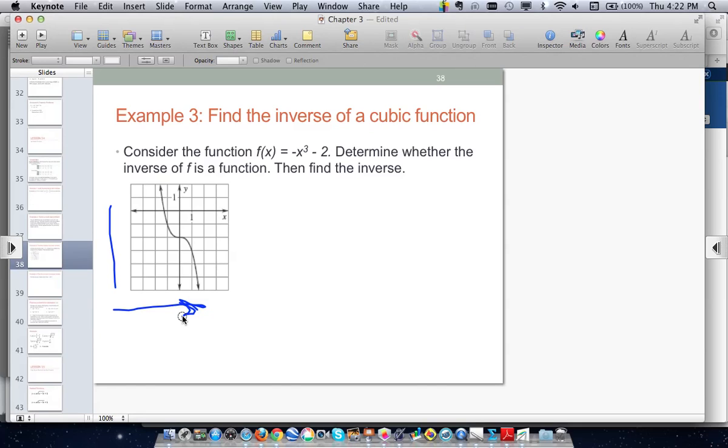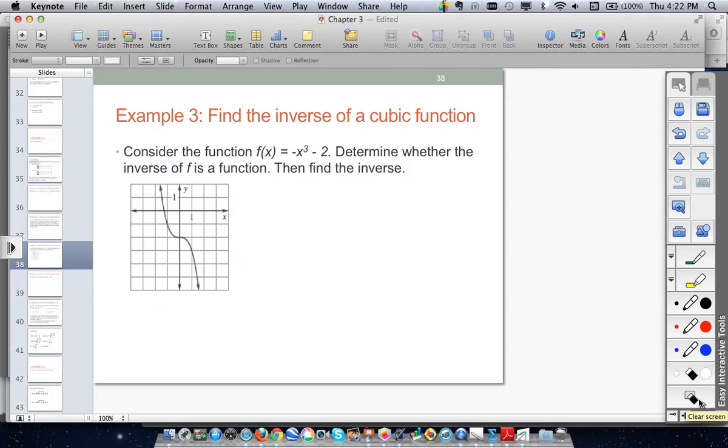Well, to check for the inverse function to be a function, hold your pencil in front of you horizontally and then draw it down the y-axis. Does it only cross one point at a time? Notice how it's only crossing the one point. So since I can do the horizontal line test and my pencil only intersects one point at a time, I know that the inverse will also be a function. So let's find what that function is.